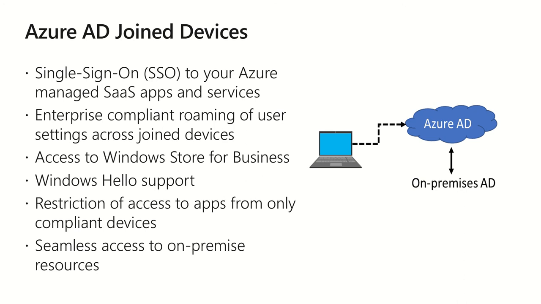Second is enterprise-compliant roaming of user settings across joined devices. Your users don't need to connect to a Microsoft account like Yahoo, Hotmail, or Gmail to sync settings across devices. Third is access to the Windows Store for Business using the Azure AD account, so users can choose from an inventory of applications pre-selected by the organization. Also Windows Hello, and restriction of access to apps from only devices that meet compliance policy. And last but not least, seamless access to on-premises resources when the device has line of sight to the domain controller, basically using Kerberos to authenticate.